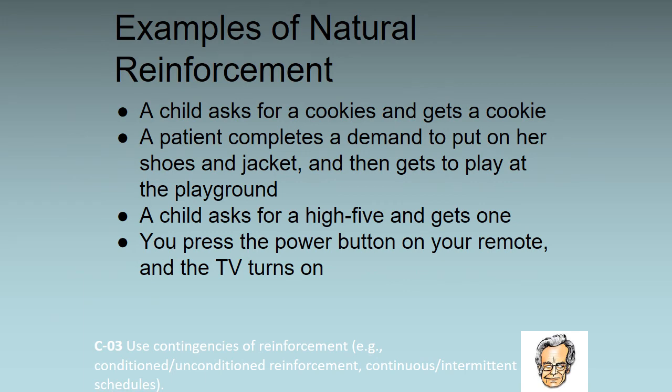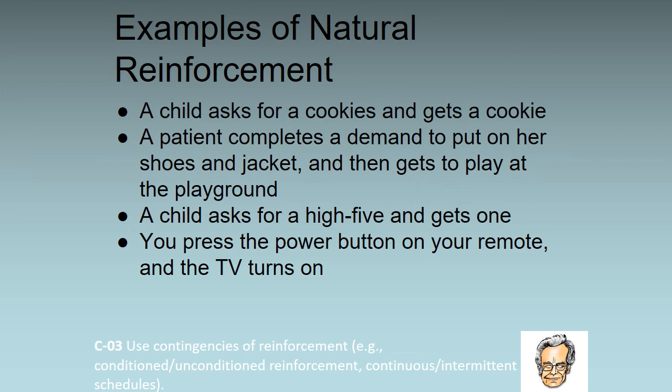So, examples of natural reinforcement. Remember, natural reinforcement occurs as a natural result in that environment. So, if a child asks for a cookie at their home and they get a cookie, that's a natural reinforcement, right? That's something that would occur in that home when the cookies are available. Okay, a patient completes a demand to put on her shoes or jacket and they get to play on the playground. Okay, it's naturally related.